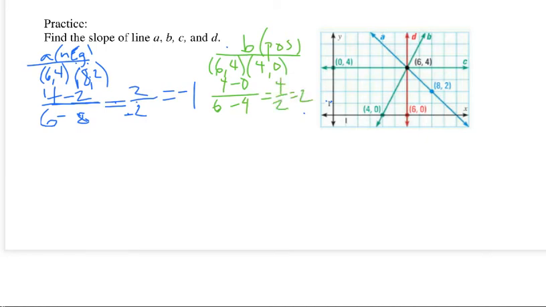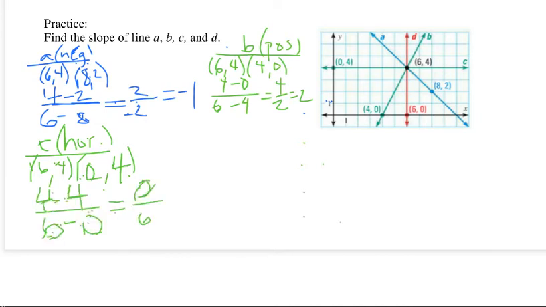The next line we're going to do is line C, and it looks like it's a green line as well. If you notice, it's a horizontal line, so we need to write down our 2 coordinates for line C. On the top of our fraction, we subtract the y's, so it'd be 4 minus 4. On the bottom, we need to subtract the x's, so it'll be 6 minus 0. The top will end up with a 0, the bottom will be a 6. When we divide that, we'll get a 0. So your final answer is going to come out at 0. When you divide 0 by 6, you get 0. Since it's a horizontal line, that makes perfect sense.